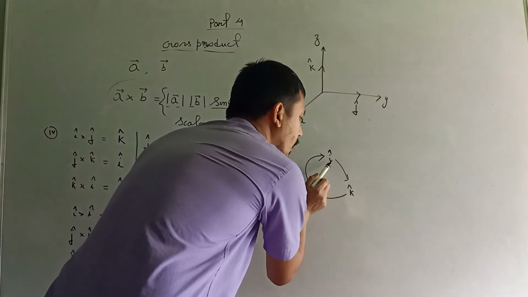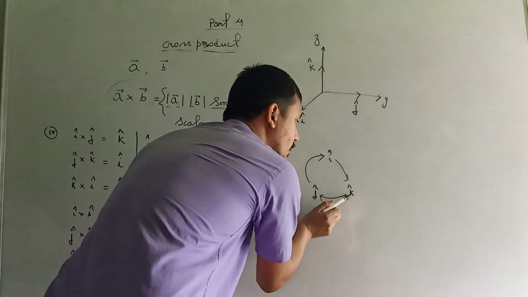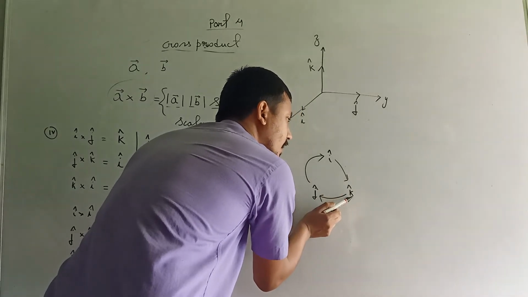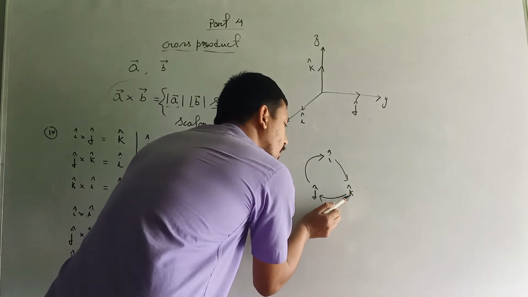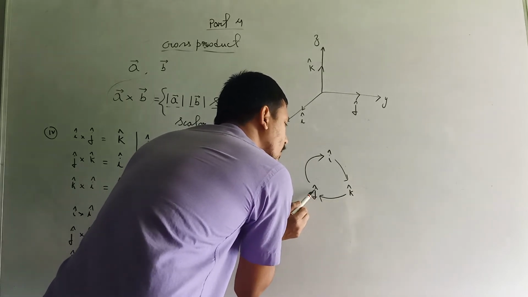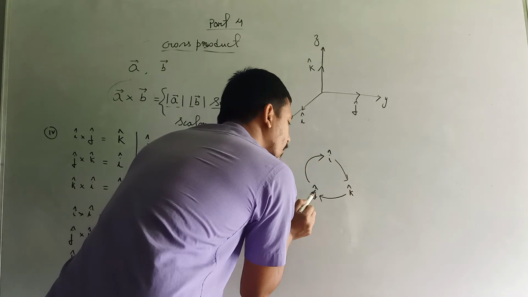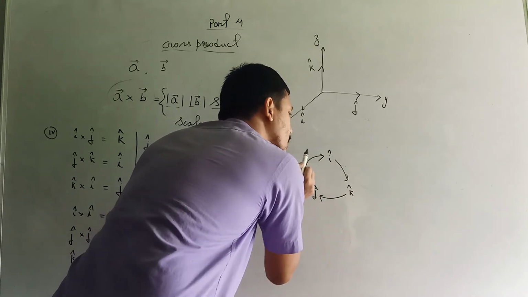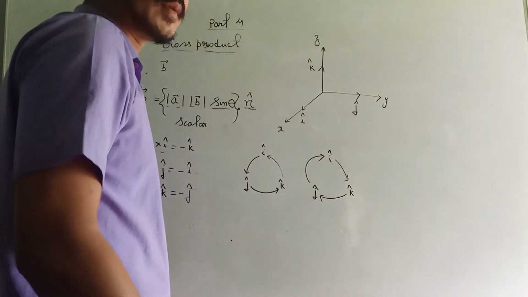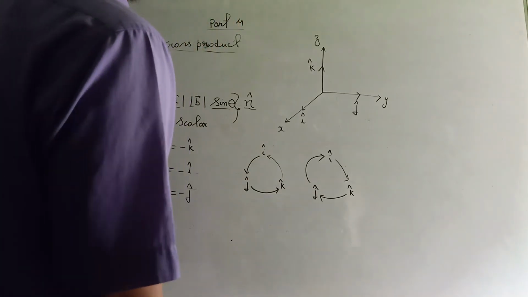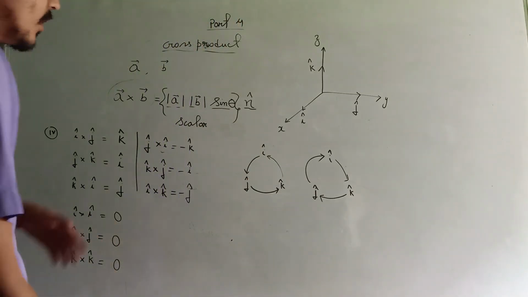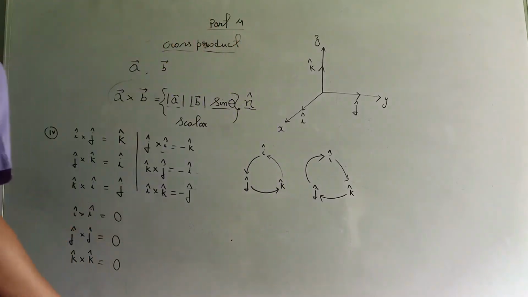then i cap cross k cap will be minus j cap. k cross j will be minus i cap. j cross i will be minus k cap, and so on. If you try to remember in that order, then things will be simpler. Is it okay? So number 4 is done.